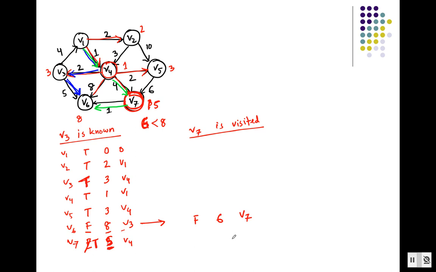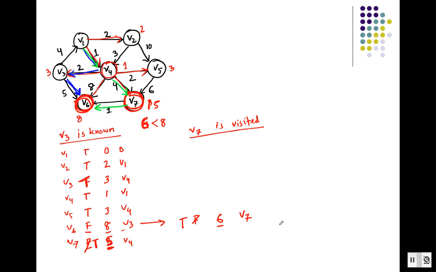Then finally v7 will become true, and v6 is the last node. It is false and it has the value 6, so this is the node we are going to pick, and we make it true. We check whether we can go to any other node from v6. Looks like we cannot, so we don't have to do any update.